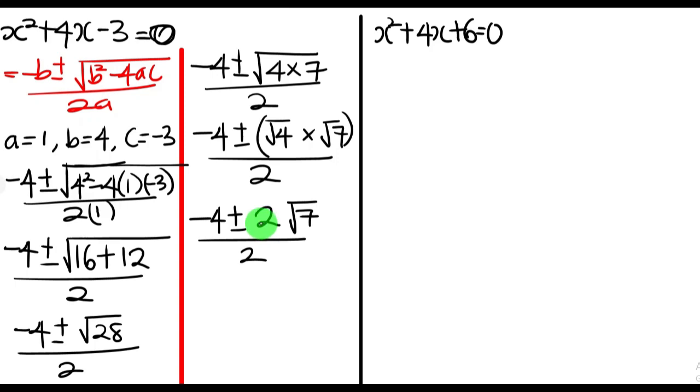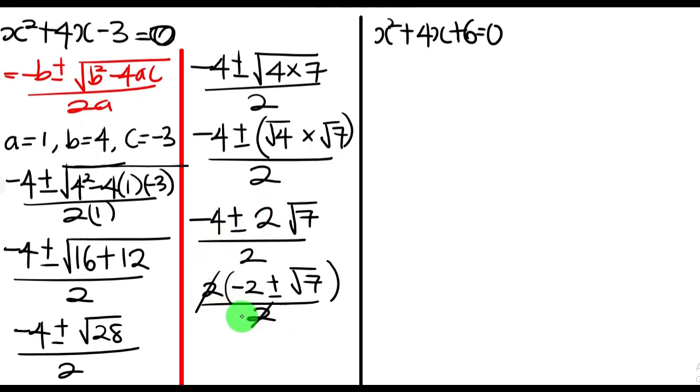Then bringing out what is common at the level of the numerator, which is 2. So we can say 2 into bracket minus 2 plus or minus the square root of 7, everything over 2. So 2 is going to cancel 2. So the first two values of x: x is now equal to minus 2 plus or minus the square root of 7.